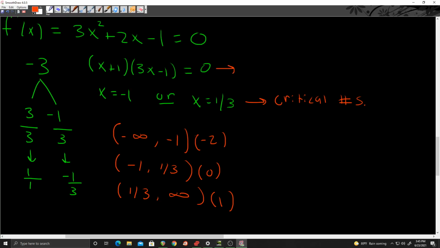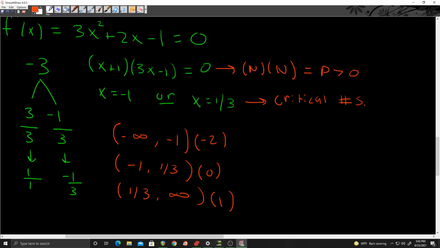Now, here's the factored form. This is the easiest place, in my opinion, to test these guys out. Negative 2 plus 1, that's a negative. 3 times negative 2 minus 1, that's another negative. Notice I don't care what the number is, right? I just care about the sign. So this is positive.